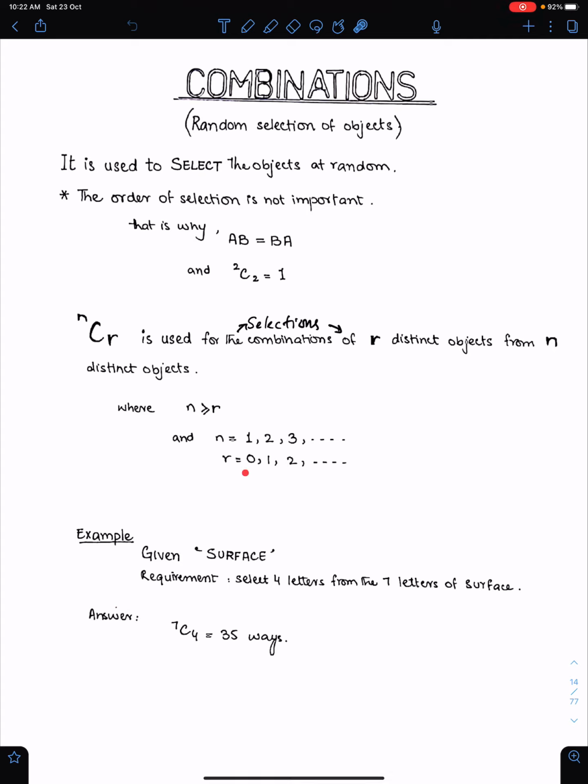The value of r starts from 0, whereas the value of n starts from 1. For example, if we have to select 4 letters from the 7 letters of the word surface, then we need to write 7C4. Make sure you remember this thing. The order of selection is not important in combinations.